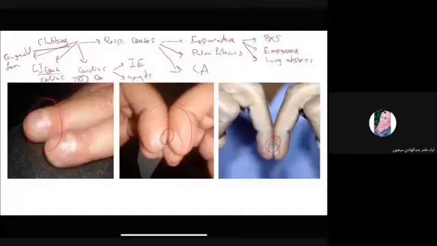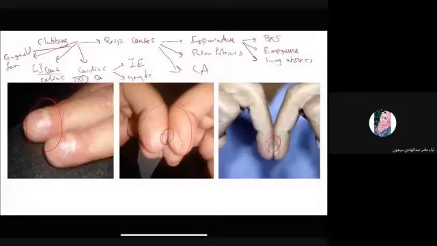The respiratory causes, we can divide them into suppurative lung disease, like bronchiectasis, lung abscess, and empyema, pulmonary fibrosis, and lung cancer. Cardiac, infective endocarditis, and cyanotic congenital heart disease. And the GI causes, celiac disease, inflammatory bowel disease, even liver disease can cause clubbing. So this is the first part of the examination, to assess for clubbing.